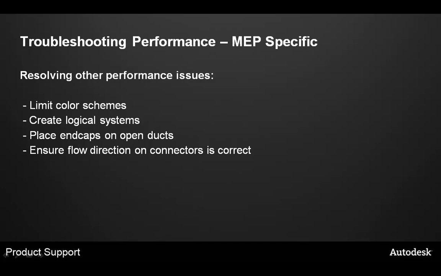To resolve these performance-related problems in Revit MEP, there are a few things you can do. First, try to limit the use of color schemes within the Revit MEP model. Be sure you are creating logical systems for your ducts and pipes. Make sure that you're placing end caps on any open ducts. And finally, ensure the flow direction on all connectors is set correctly. Making sure these items are set correctly within the Revit MEP model can help to actually improve performance.